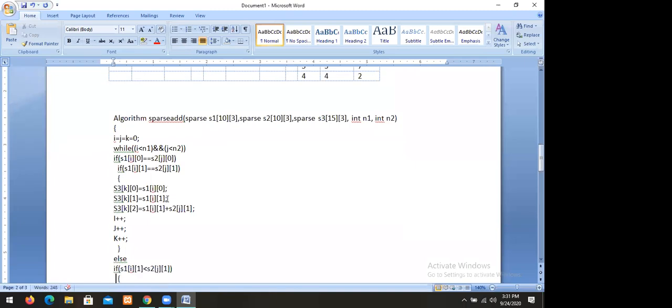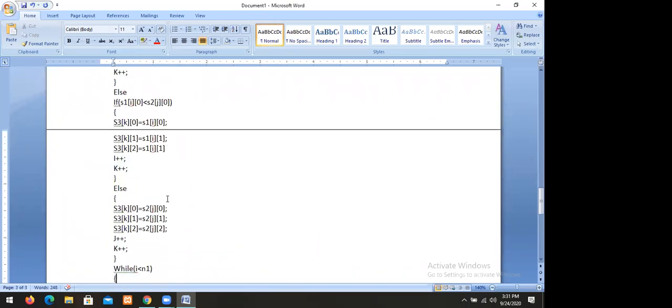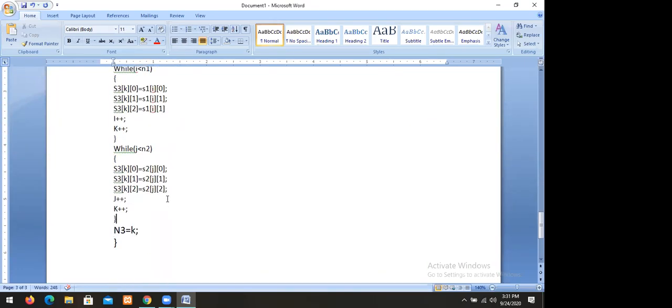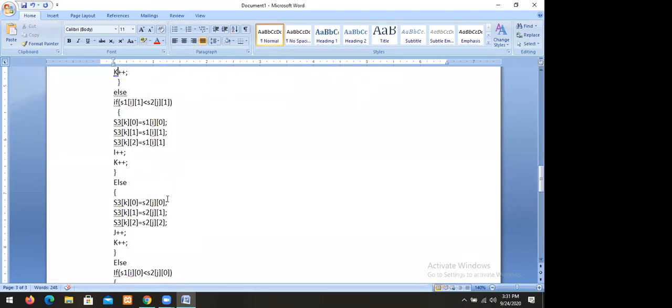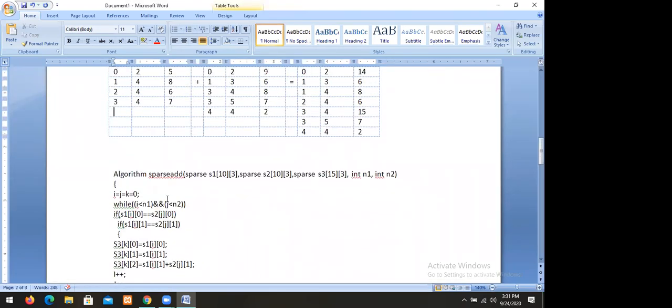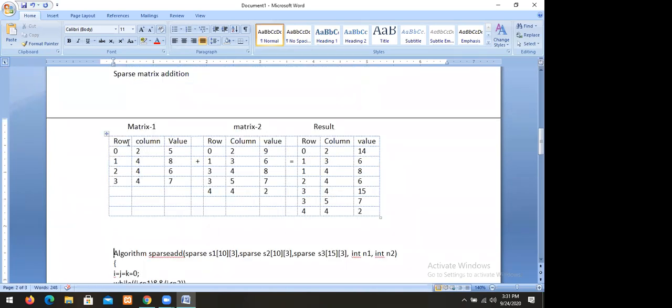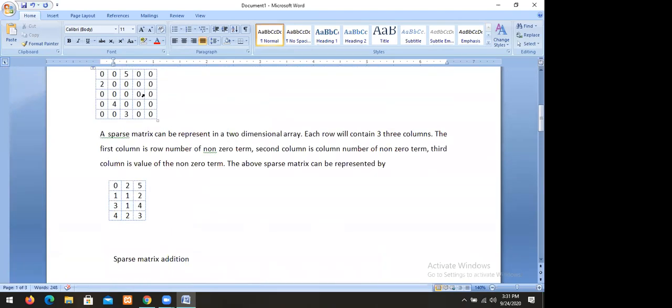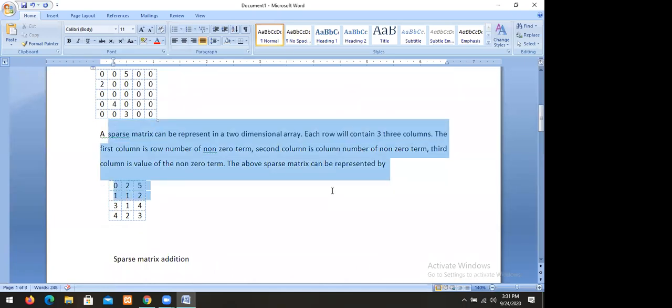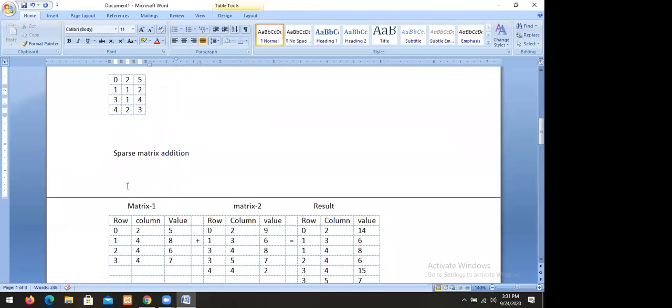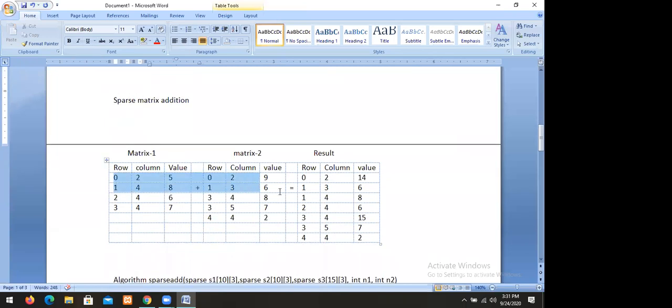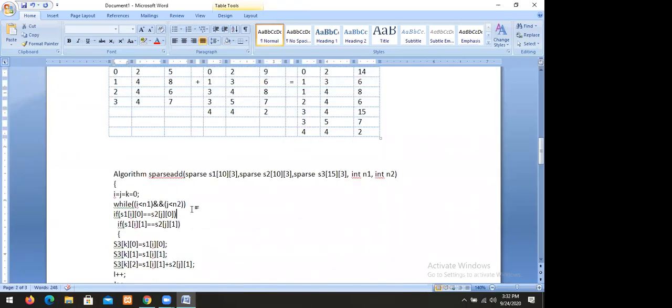So suppose this is a problem: write an algorithm for sparse matrix addition. So this is the algorithm. How do you memorize this algorithm by heart? It's difficult. Once you understand the concept, then you can write the algorithm very easily. If you do not understand the concept, you cannot write it. So this is the matrix. For example, this is the procedure. First of all, you have to know the concept. This is the concept. Then this is the procedure we are using with the example. Then this is the algorithm.